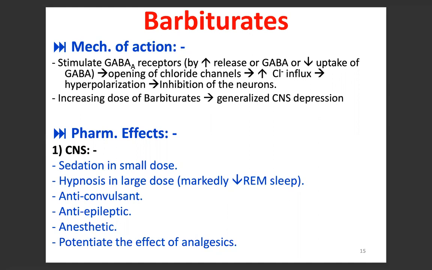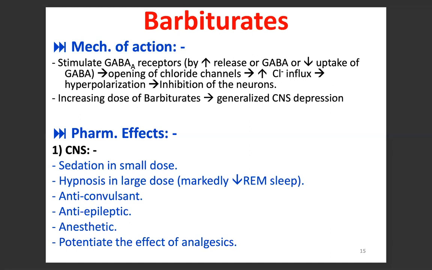increase the release of the GABA, gamma aminobutyric acid, and the stimulation of the GABA receptor opens the chloride channel, increases the chloride influx, same as benzodiazepines. Increase in the chloride influx causes hyperpolarization of the neuron, and inhibition of the neuron, inhibition of the CNS. So the mechanism of action for benzodiazepines and barbiturates is the same.